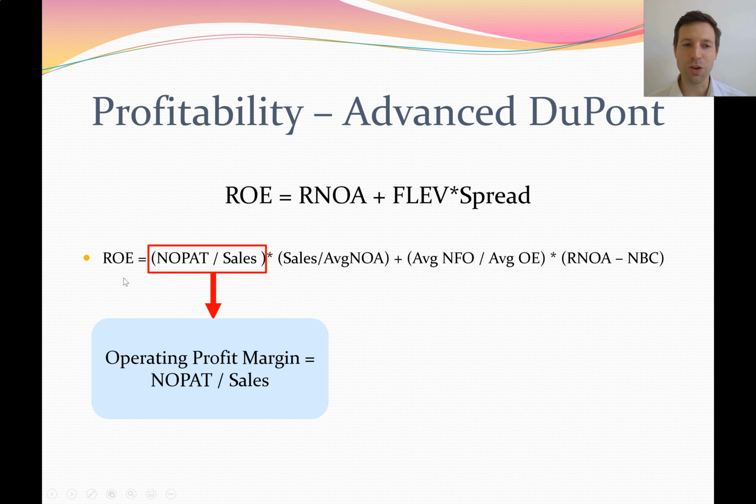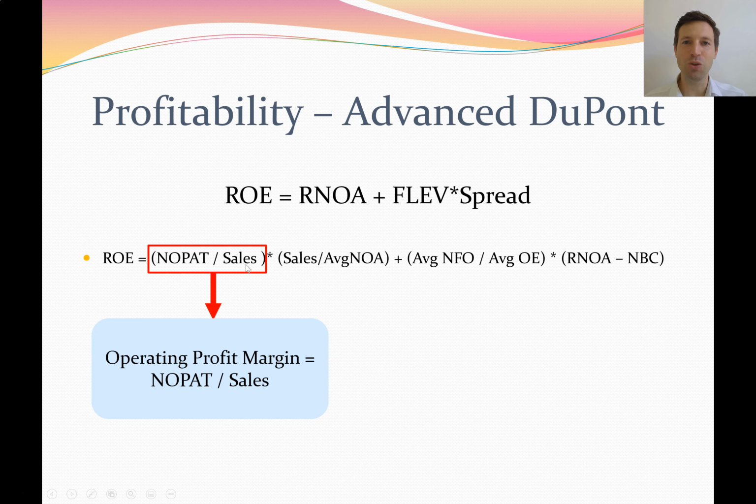So return on equity is equal to NOPAT over sales. NOPAT is the net operating profit after tax, and you get that from the reformatted income statement. So we said we need to have reformatted financial statements before we can do advanced DuPont analysis. Terms like NOPAT are from the reformatted income statement. So this would be called our operating profit margin ratio. It's our operating profit divided by our sales.